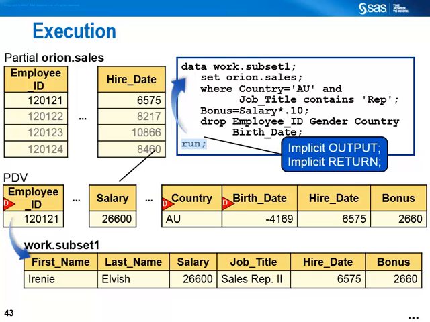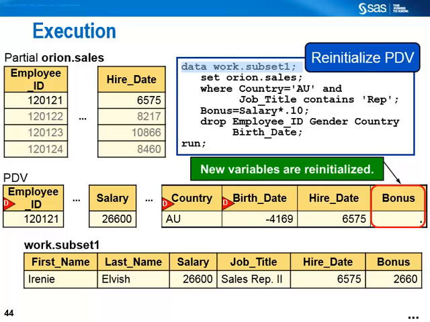At the bottom of the data step, 2 things happen automatically: implicit output and implicit return. During implicit output, SAS writes an observation to the new dataset using the contents of the PDV. Then there is an implicit return to the top of the data step for the next iteration. The PDV may be reinitialized at the top of the data step when reading from a SAS dataset. Only the new variables are reinitialized.